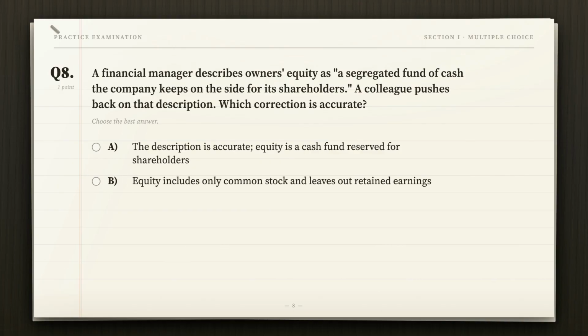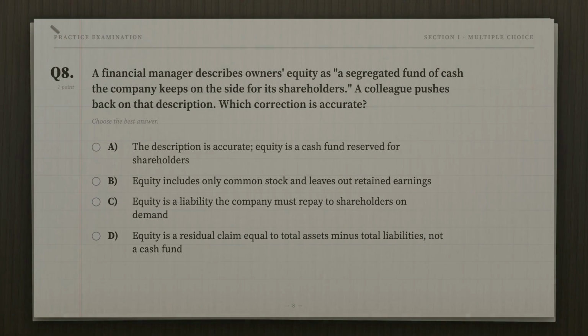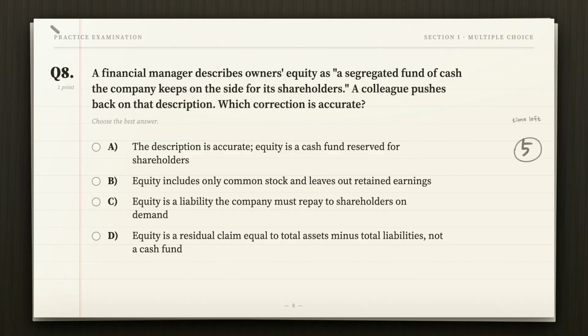B. Equity includes only common stock and leaves out retained earnings. C. Equity is a liability the company must repay to shareholders on demand. D. Equity is a residual claim equal to total assets minus total liabilities, not a cash fund. Got a guess? Lock it in.